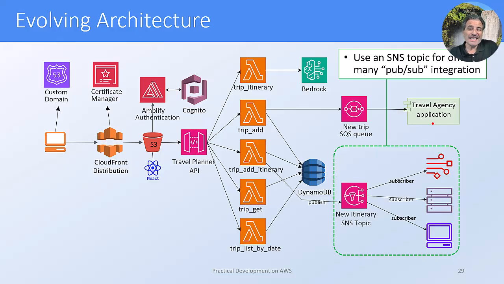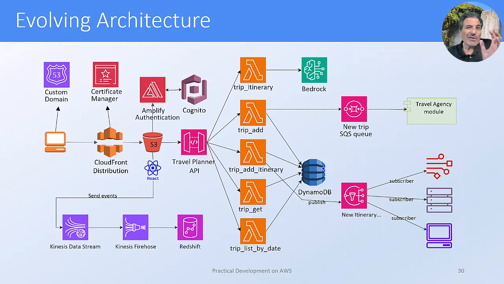Maybe I'm feeling generous and I want to offer a lot of my partners over here the ability to just sit there and listen for any new itineraries created. Well, that's a pub-sub type integration. And SNS is very nice for that. But I can also use EventBridge. I can even use DynamoDB streams to basically stream out anything that got inserted to my partners. Or maybe I don't want to do that.